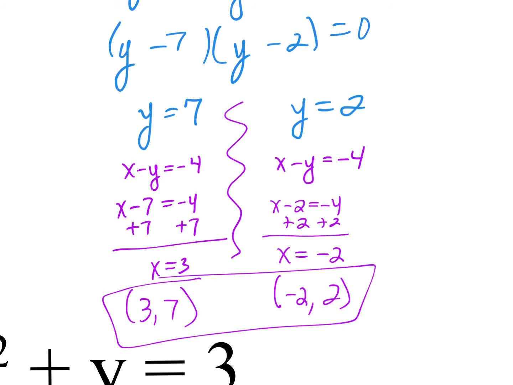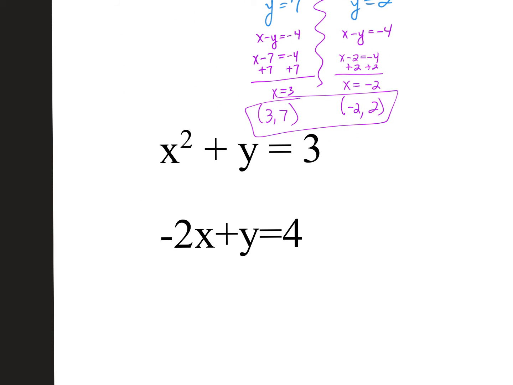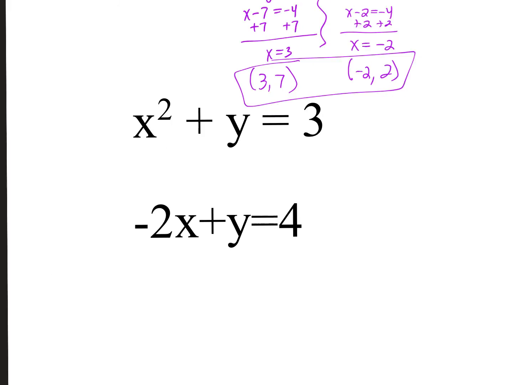And to check it, you just plug back in. But what this means is these two equations, when you graph them, would intersect. They'd cross over at those 2 points. Questions? I'm going to do these last 2 on this first page and then the next 3, and then I'll finish up tomorrow.